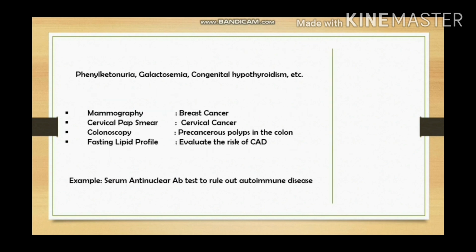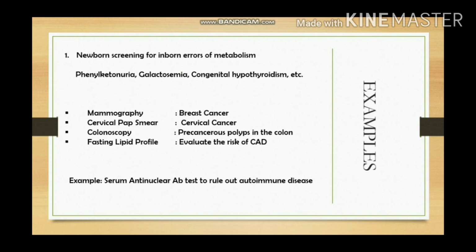Now, let's move on to see some examples of screening tests. The first one, newborn screening for inborn errors of metabolism. These include phenylketonuria, galactosemia, congenital hypothyroidism, and many more. You will read about these in pediatrics, but if you want me to make a separate video about inborn errors of metabolism, let me know in the comment section below.